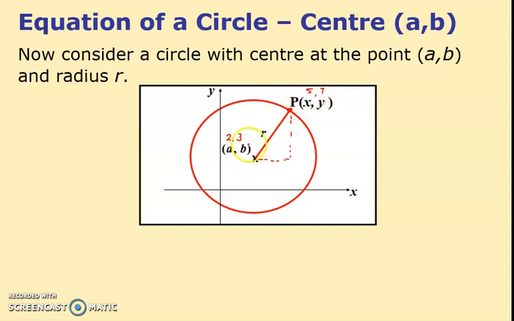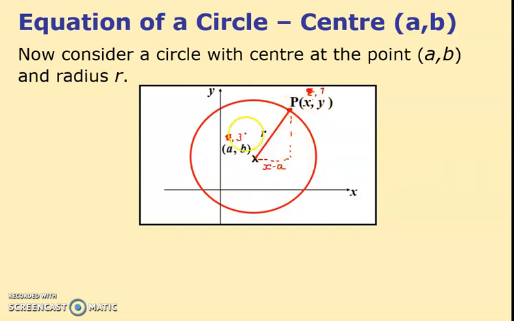Notice what I would do to work out how far across it goes. I would say, well, it starts at 2, it goes to 5, it must be 3 across. Now, unfortunately, it's not 5 and it's not 2. It's x and a, but I do the same thing. I just subtract one away from the other. So I'm going to call this x minus a.